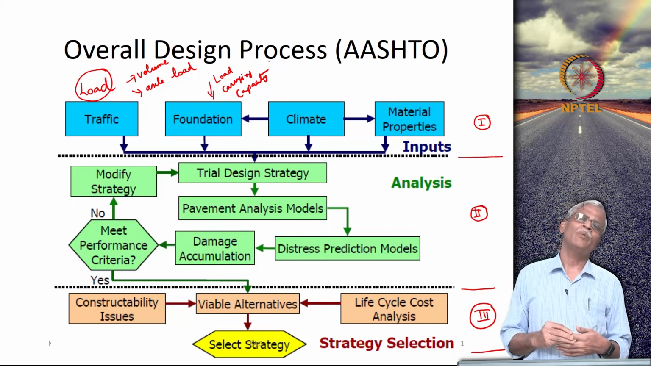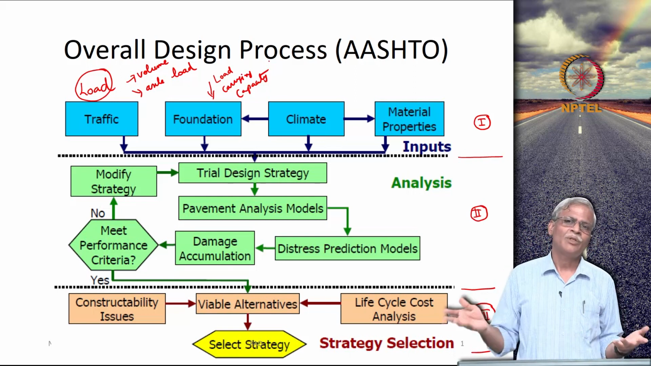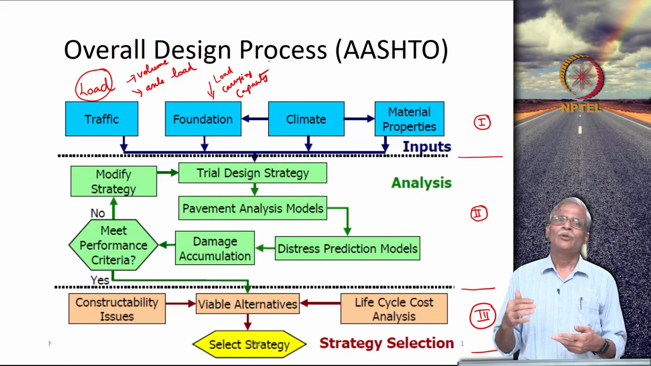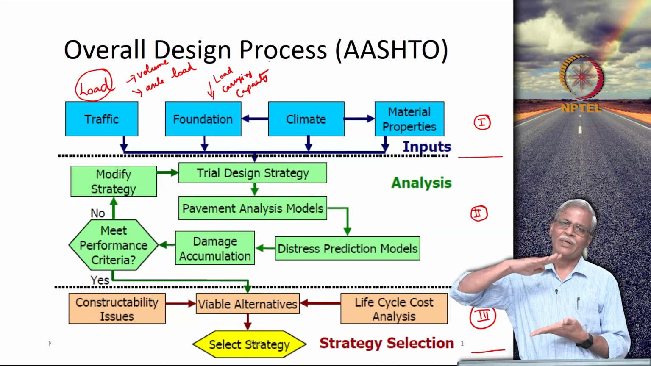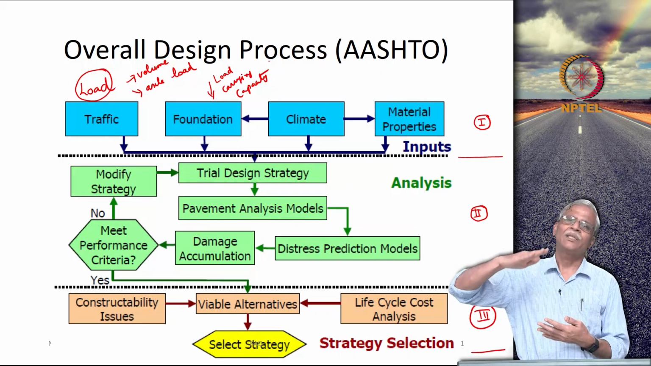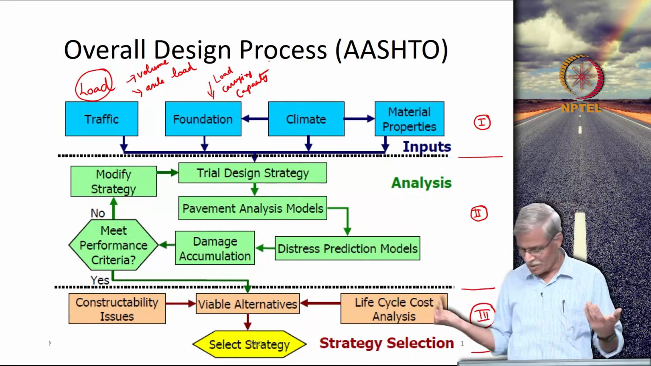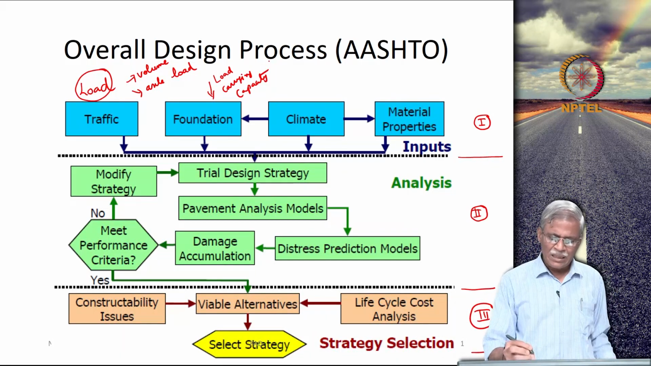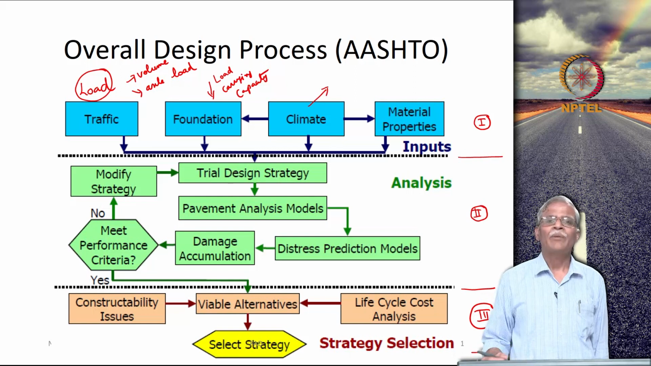Now, what will really happen if your actual CBR of the road is 3%? That means you are going to construct a compacted subgrade such that it will have around 10% or 15% CBR, simple. The third and the most important thing is climate.